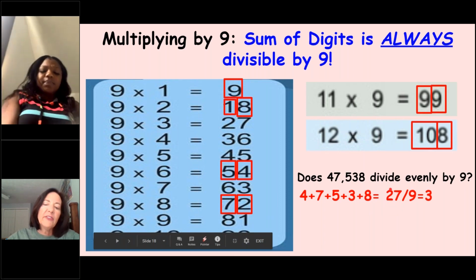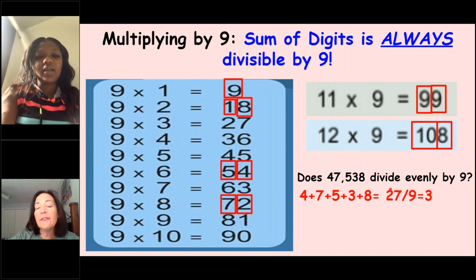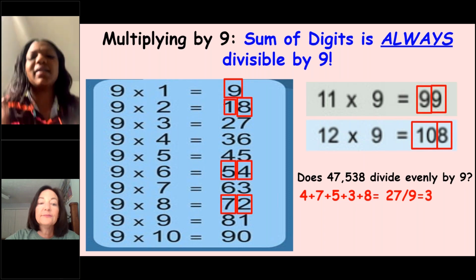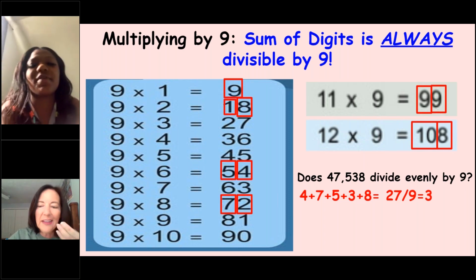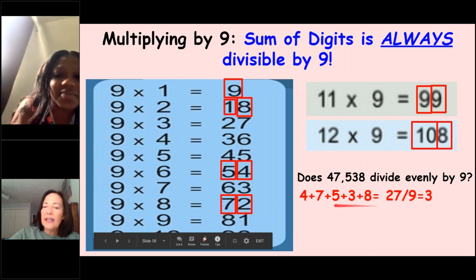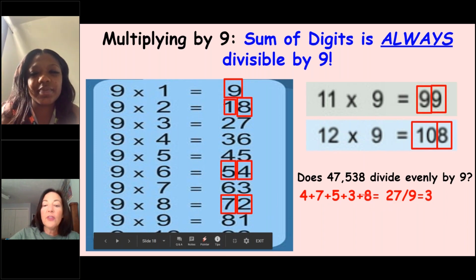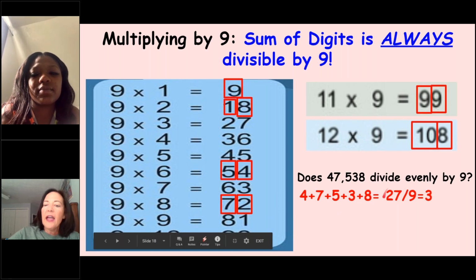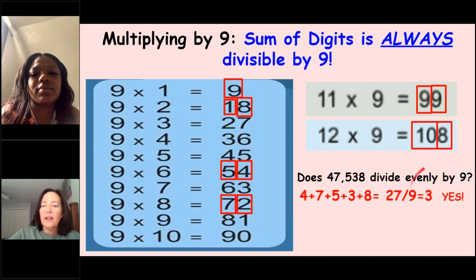So do you happen to know off the top of your head, 27 divided by 9, does that divide evenly or not? Yes, it does. 9 times 3 is 27. You're awesome. It does. So because when we add up all the digits that appeared in 47,538, our total was evenly divisible by 9, then that means the whole number, 47,538, is divisible by 9.